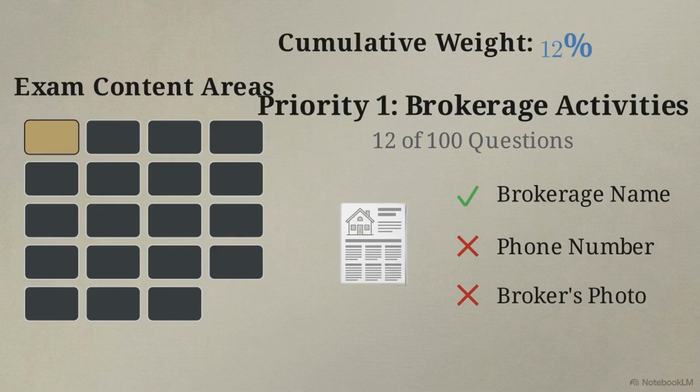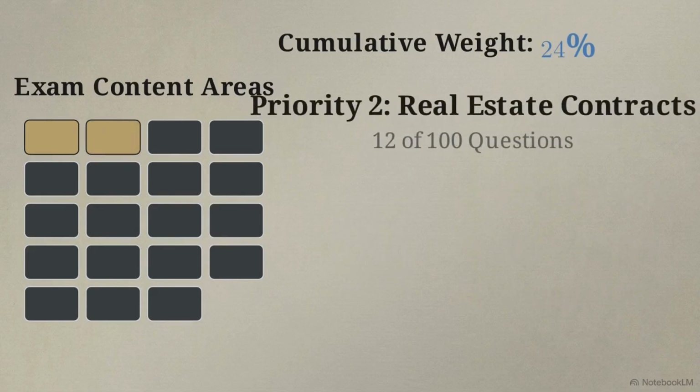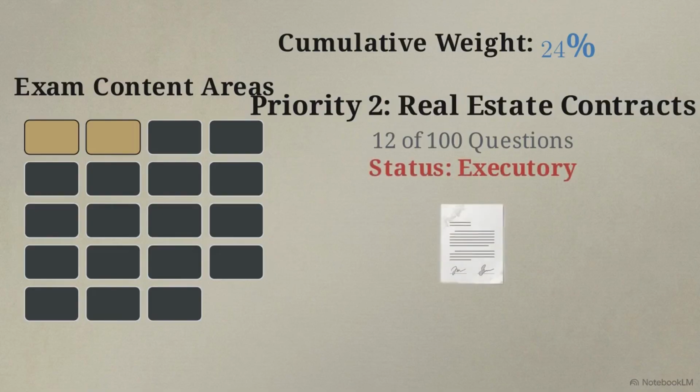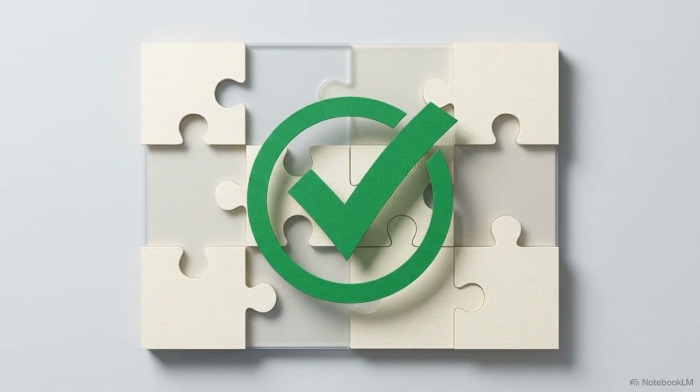or photo. As the counter jumps to 24%, we hit Priority 2, real estate contracts, another 12-question category. Here, you need to understand the exact status of agreements, like an executory contract, which simply means the buyers and sellers have agreed to terms but have yet to actually perform their obligations and close the deal. Mastering just these 2 fundamental areas instantly secures nearly a quarter of the entire exam.